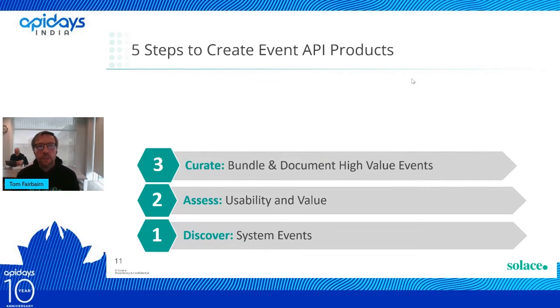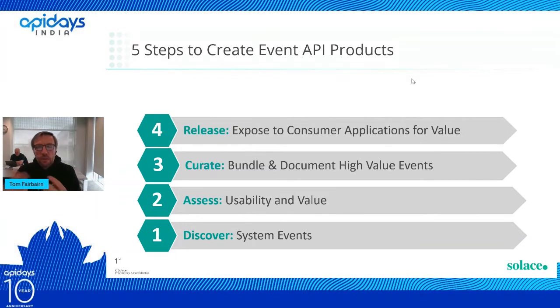Now, once we've done that, we need to start this kind of idea of curation. So we start bundling some of these enterprise events into our event API product. But that's not the only task. Obviously, we've got to think about things like documentation. We've got to think about things like lifecycle management. How are we going to start productizing these bundles of events? Right? Now, hopefully, once we've done that, we can expose them to our customer. So we need to release them, right? And that's when we can start deriving this real business value for them.